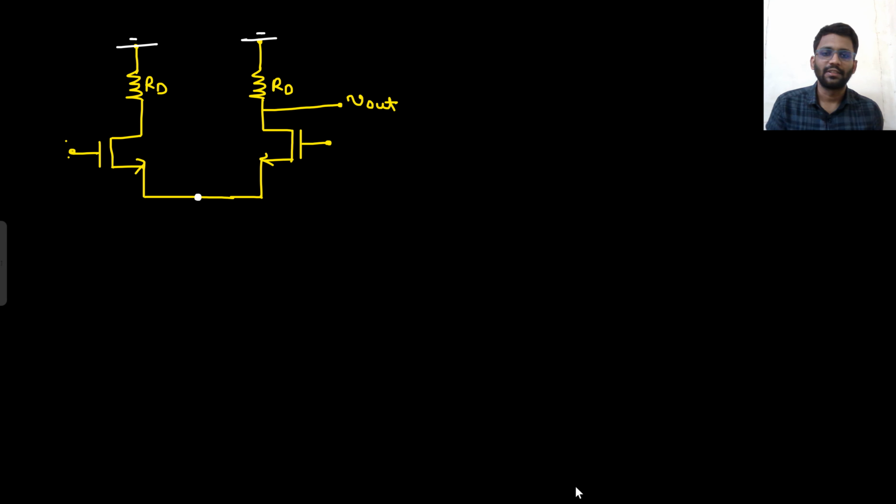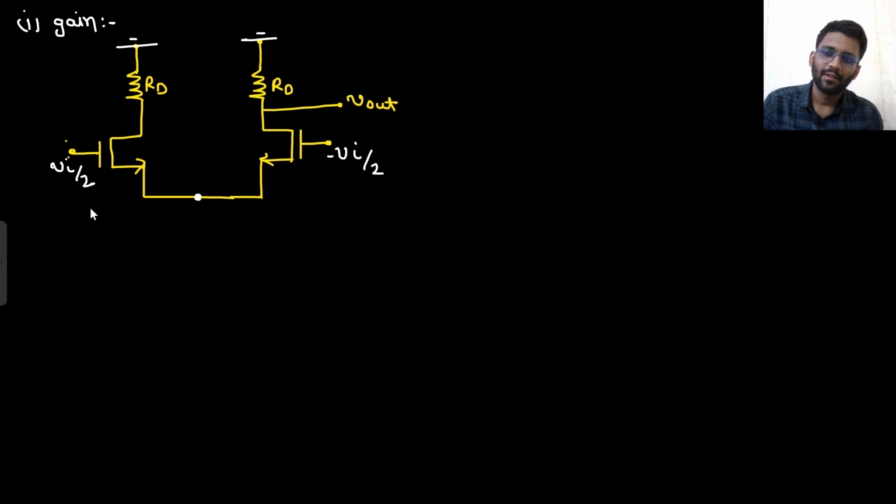First, let's find the voltage gain. This is our equivalent small signal circuit, right? So we are finding the gain. If this is V in by 2 and this is minus V in by 2, you can apply the Vx potential here and get to know the potential. What will that potential be? 0 only. Or you can apply the concept of half circuit, the concept of symmetry. If you apply the concept of symmetry, what will this node be? It will be grounded only.